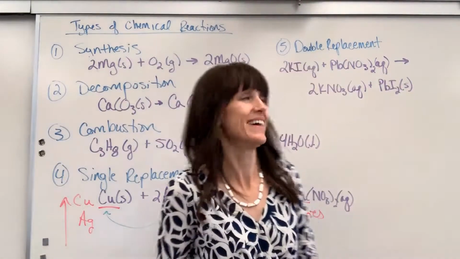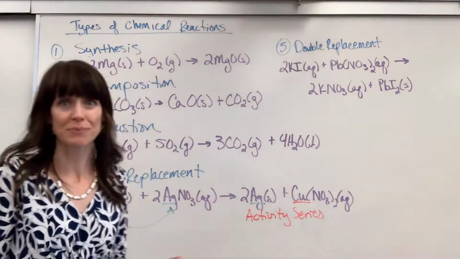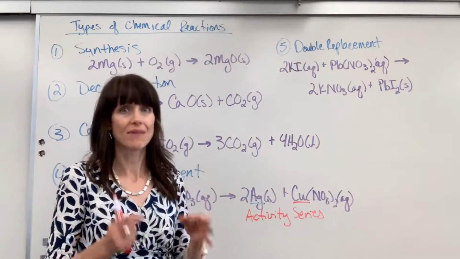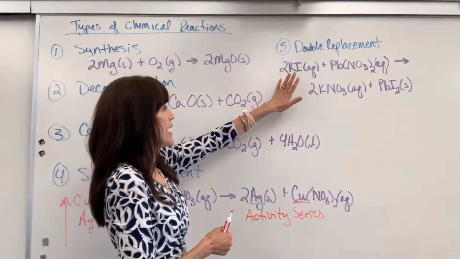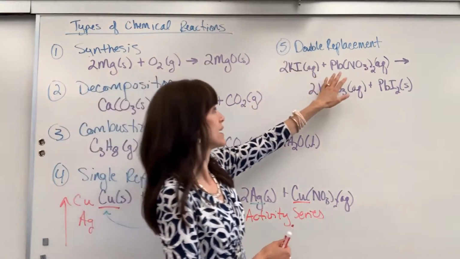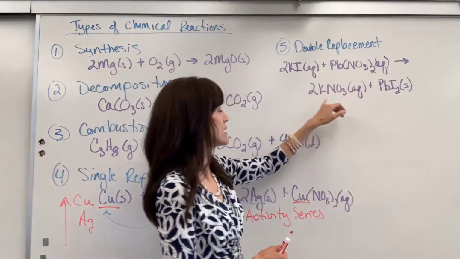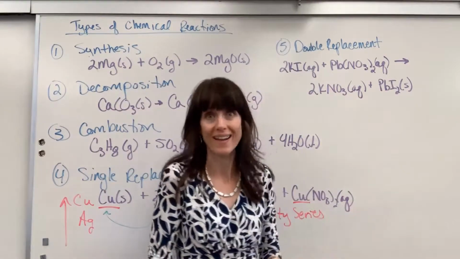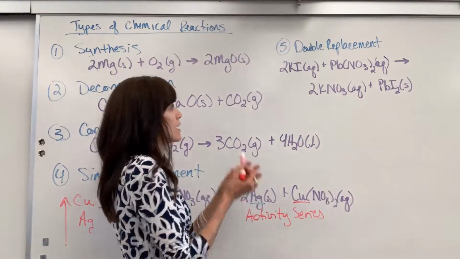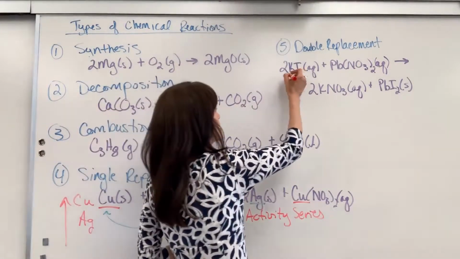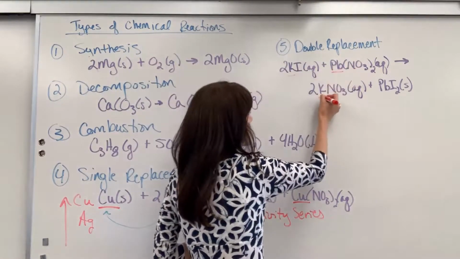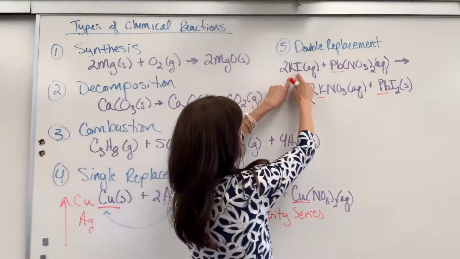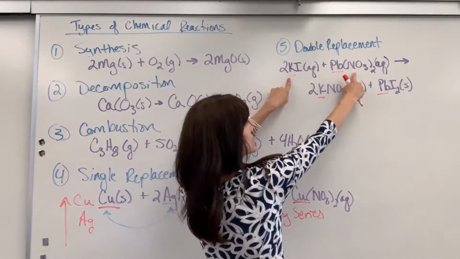Okay, the last one. This is going to be the double replacement reaction, and it's the same deal. Watch the metals. So I have potassium iodide plus lead 2 nitrate yields potassium nitrate and lead 2 iodide. Let's look at the metals. We have potassium and lead, potassium and lead. Check it out. Potassium is attached to the iodide, lead's attached to the nitrate.